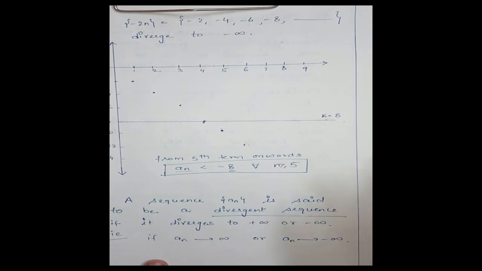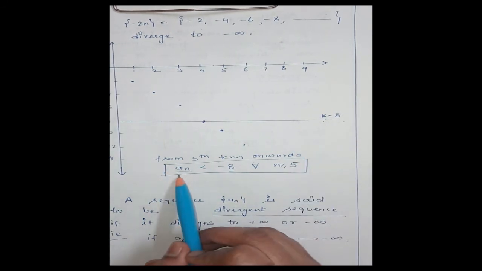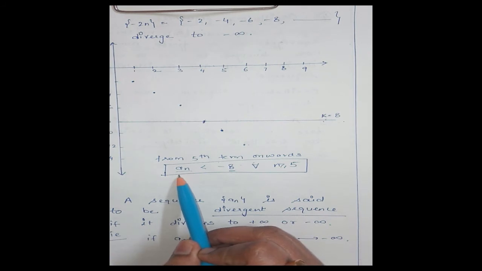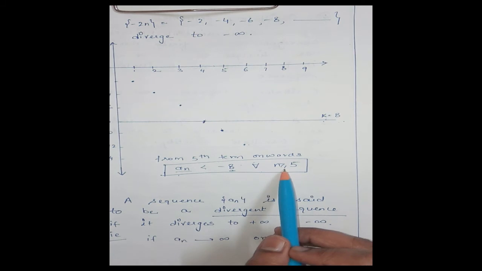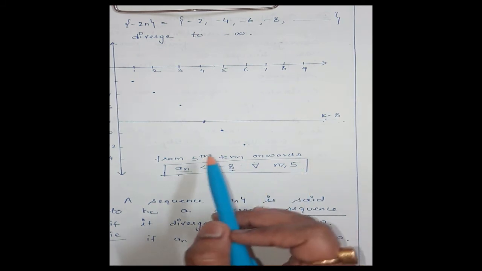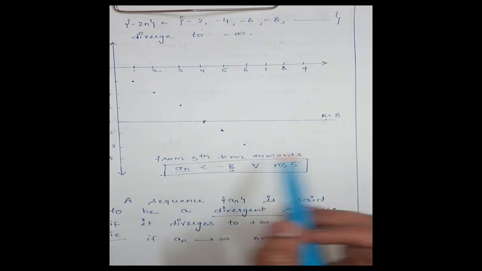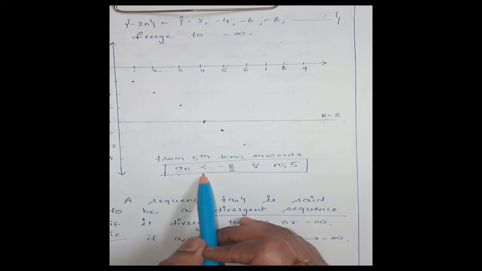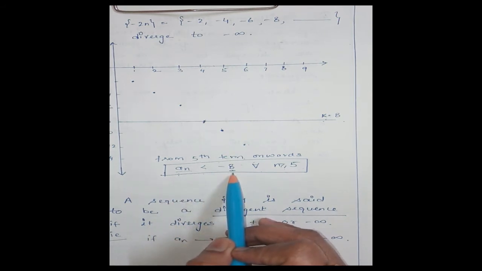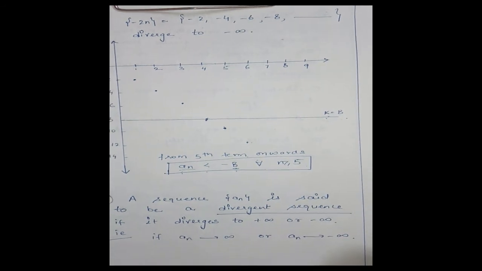Clear? This is the meaning of diverges to minus infinity. an is less than minus 8, here k is 8, for every n greater than or equal to 5, and m here is 5, since from the fifth term onwards, the fifth term, 6, 7 and so on, we have this inequality, an is less than minus 8. Clear? This is the meaning of diverges to minus infinity.